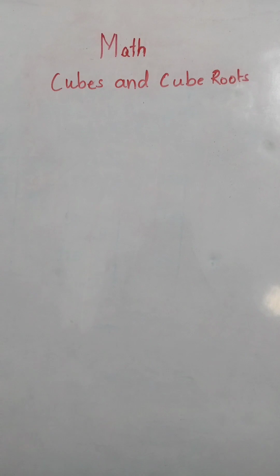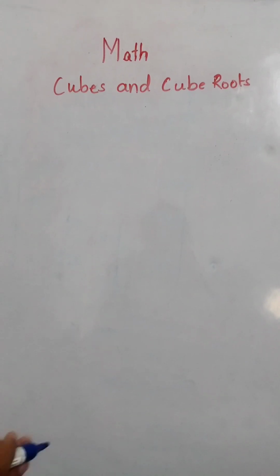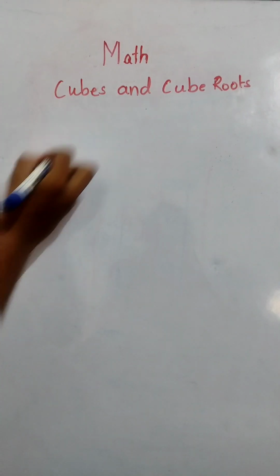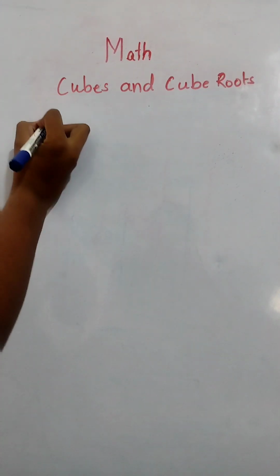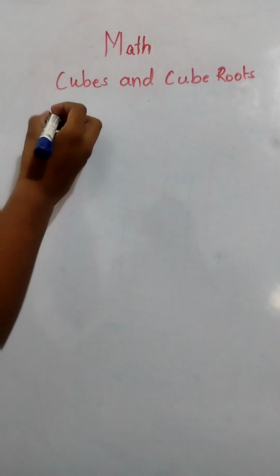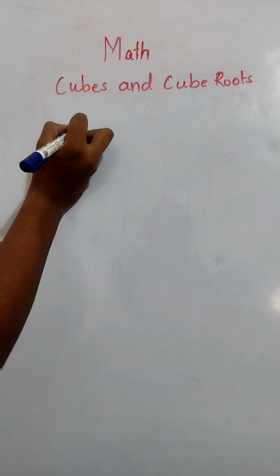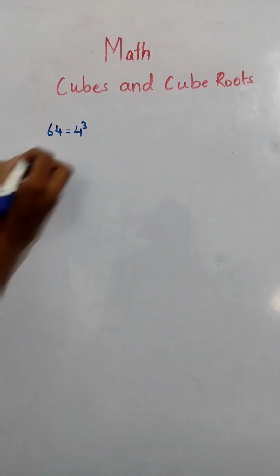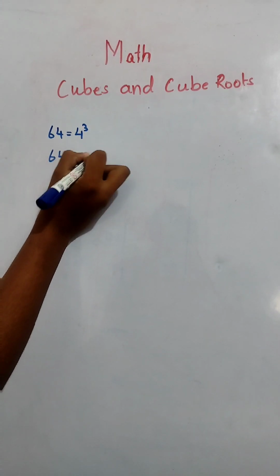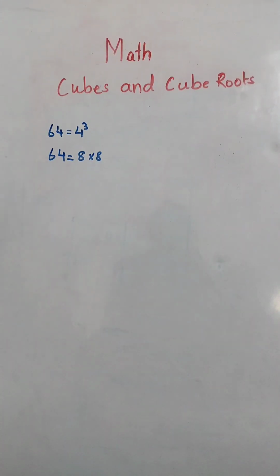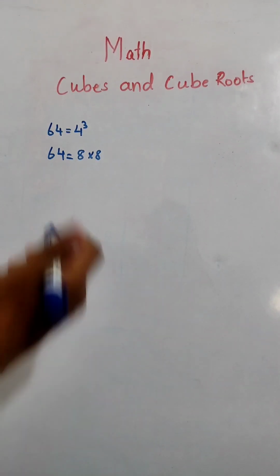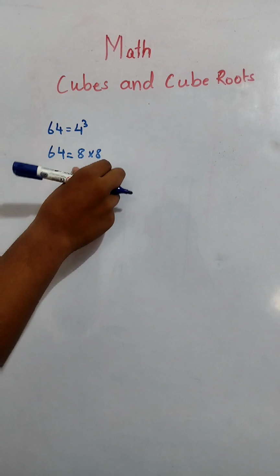Now let's see some ways that we can prime factorize these cube numbers. Let's take an example of the cube number 64. This is equal to 4 cube, okay? 4 cube is equal to 64, and we know that. We'll just write it here for reference. So 64 is equal to 8 into 8. We know that because 64 is another square number, so it's a square number and a cube number. So 64 is equal to 8 into 8.